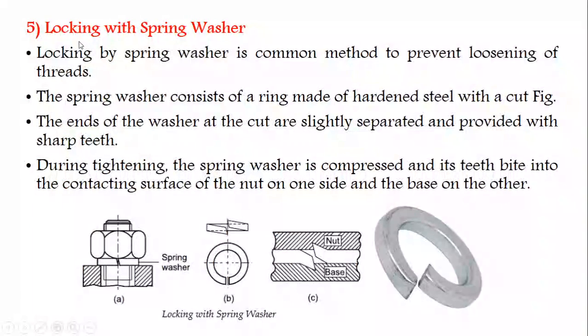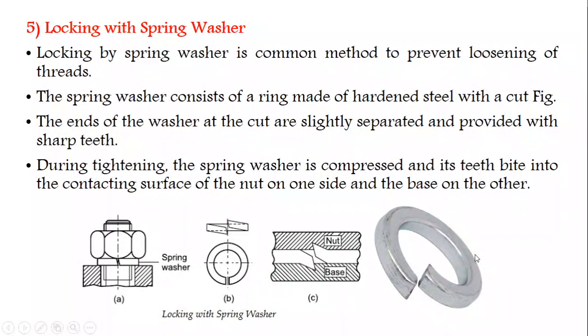And the fifth one is locking with a spring washer. Locking by spring washer is a common method to prevent the loosening of threads. The spring washer consists of a ring made of hardened steel with a cut. See the cut. This is the spring washer.